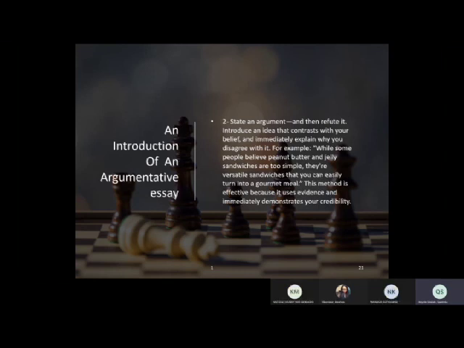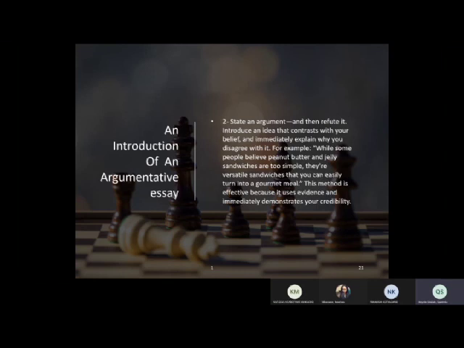So state your argument and refute it, right? So as I was saying, you are presenting the other side of the argument, but saying that your side is the strongest, right? And this is very important in academic writing, because it's very important to acknowledge others, right? So you acknowledge others, and when you acknowledge others, it makes your argument stronger.